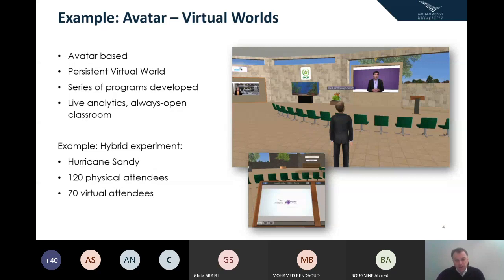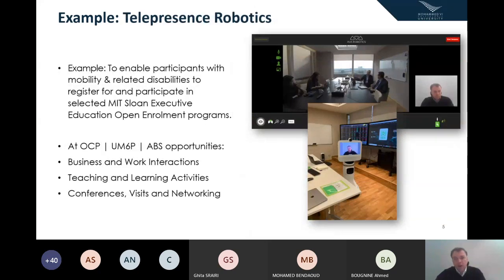It was in this spirit that MIT Sloan launched a telepresence robotics project to enable individuals with mobility impairments and challenges to participate in open enrollment programs. The inaugural participants on this program, a chap called Tom Hershey, provided the following quote in his feedback interview. He said that the robot is an opportunity, not a substitution.